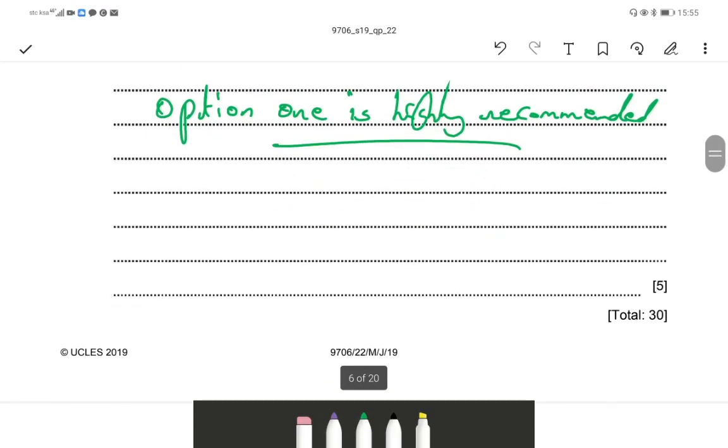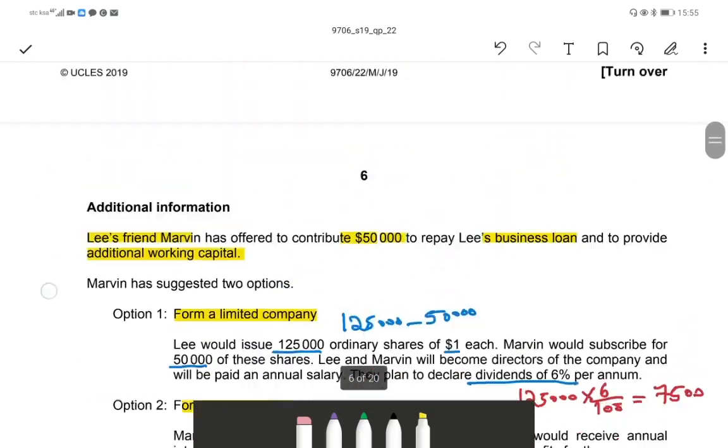So we are done with question number 1. The total is 30 marks. Children, I hope you are all clear with today's solution.